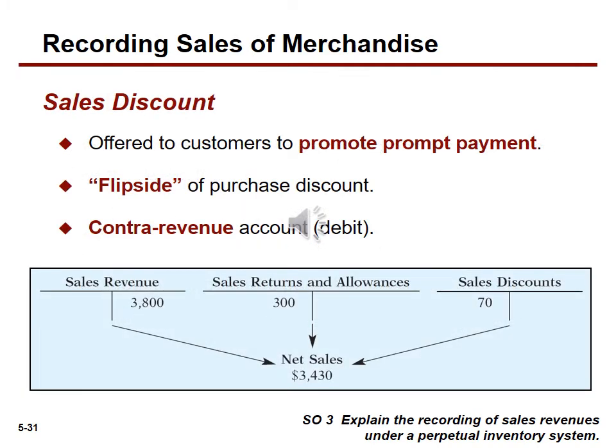Now we're going to talk about the sales discount account. This is another contra revenue account. So just as the sales returns and allowances, this account is designed to counter the sales revenue account. So we don't have to debit the sales revenue account directly. We use those two accounts to counter the sales revenue account. So as you can notice, they both have a debit balance opposite to the sales revenue credit normal balance.